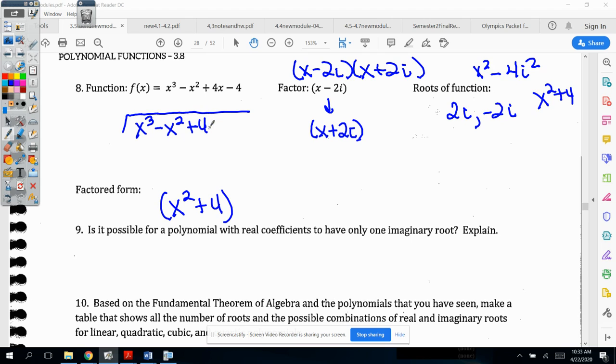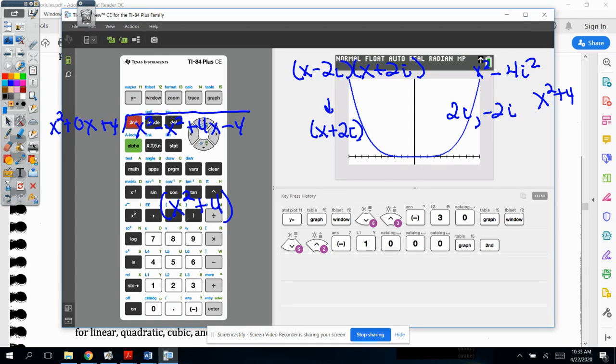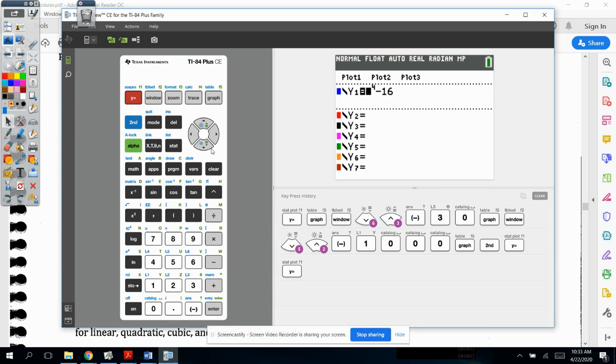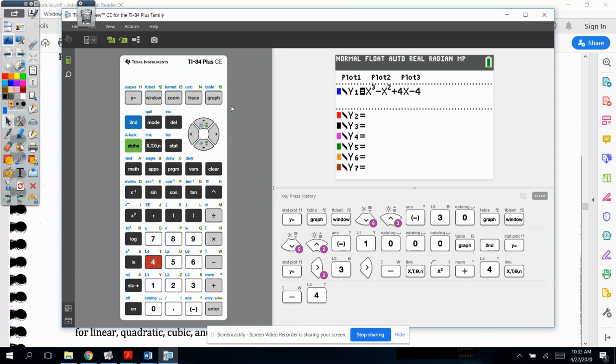Some of you decided you don't like that very much, though, because you have to put a 0x in here for sure. So then maybe you did go to your calculator. If you went to your calculator, x to the third minus x squared plus 4x minus 4. And I graph it.